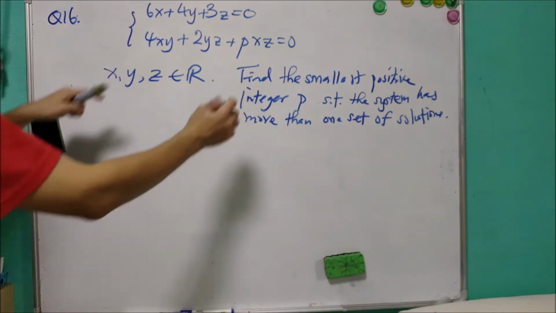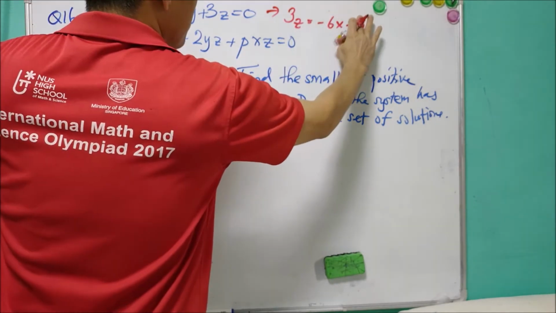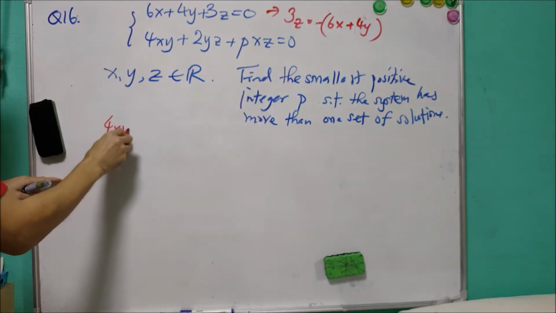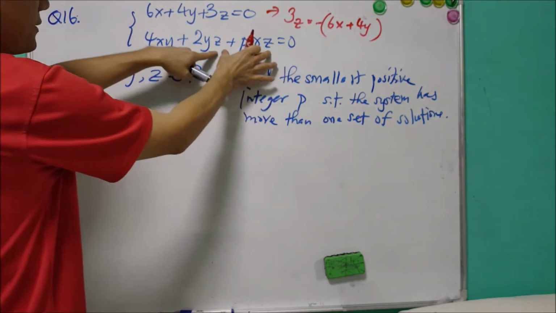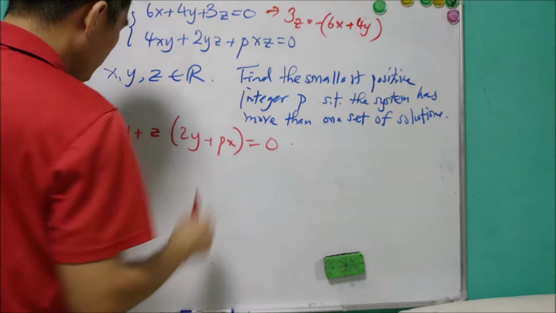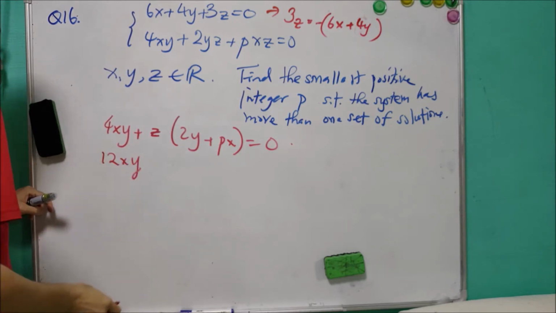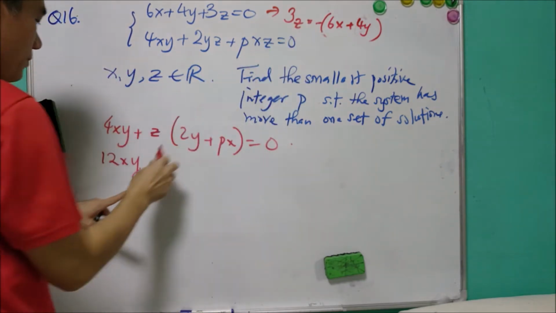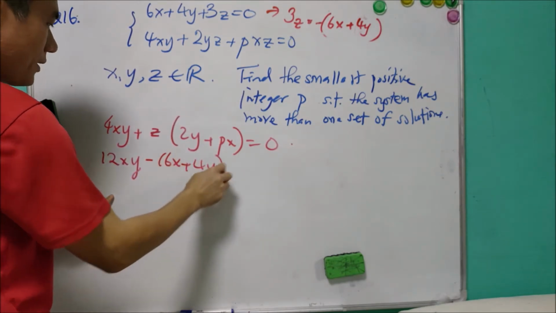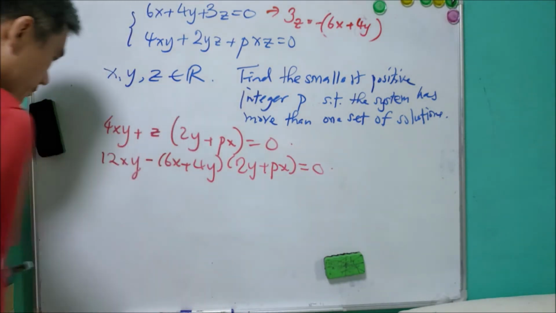So we start from here. In this case, 3z will equal negative 6x plus 4y. We will substitute z in here: 4xy plus z, and this is 2y plus px equals 0. All the terms times 3, so this is 12xy. And after times 3, this will be negative 6x plus 4y, and 2y plus px equals 0.